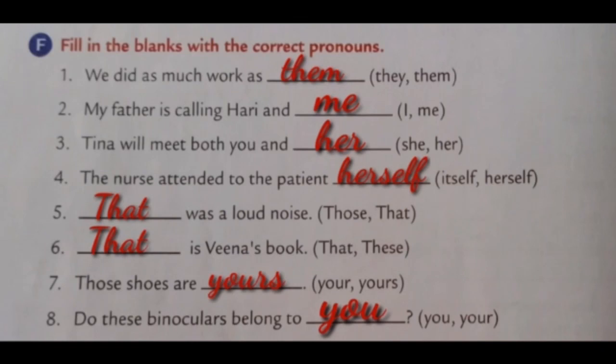Then, exercise F. Fill in the blanks with the correct pronouns. Children, two options are given for each sentence. With the correct pronouns, we have to fill the sentence. Let's see the first one. We did as much work as them. Here, the answer is them.